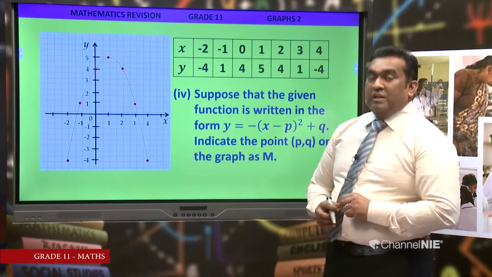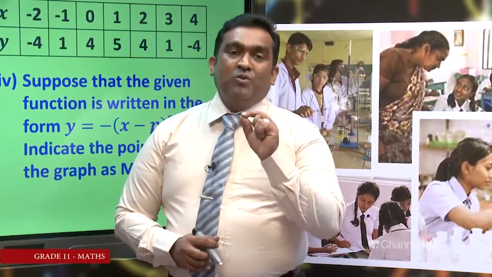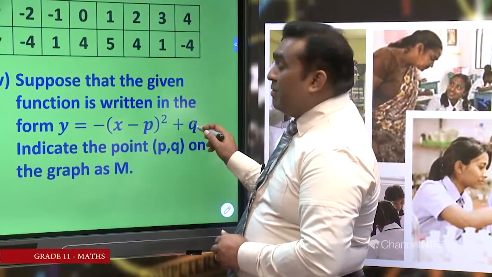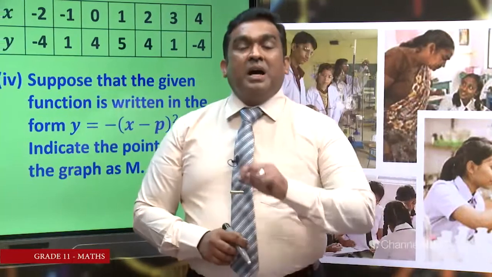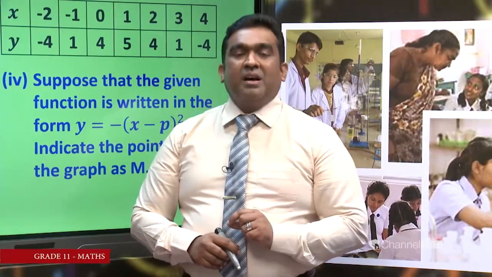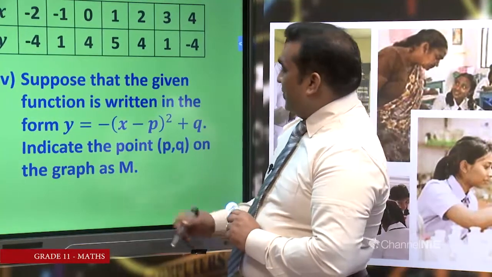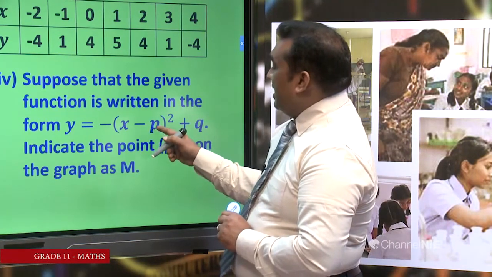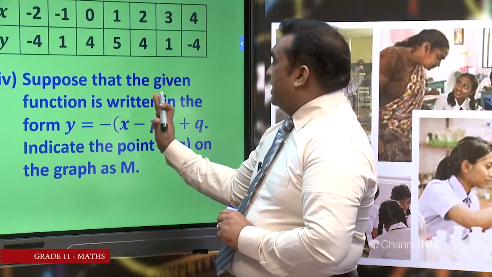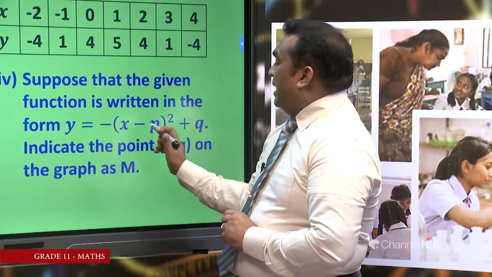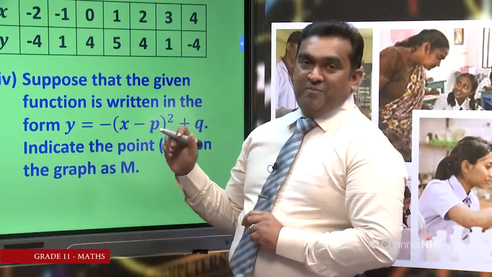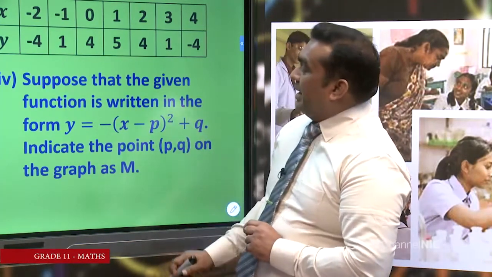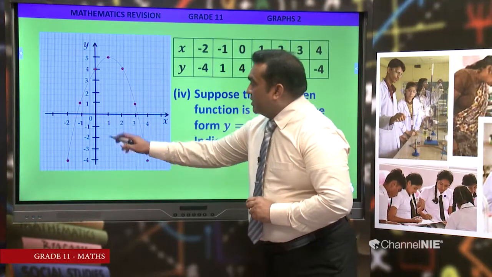What is Q? That is the maximum value of the curved line graph. Maximum value means the y coordinate of the highest point. Now, in minus p plus q, if you have minus p here, you consider this as p. P means the numerical value; the minus sign is by the definition. Therefore, P is the x-coordinate of the highest point.